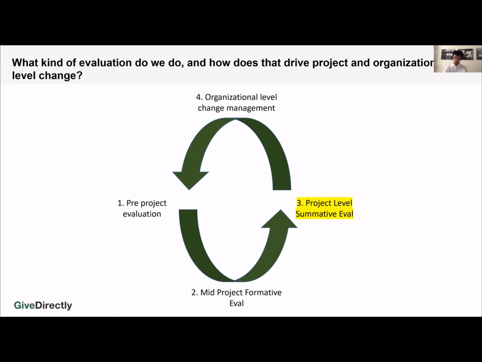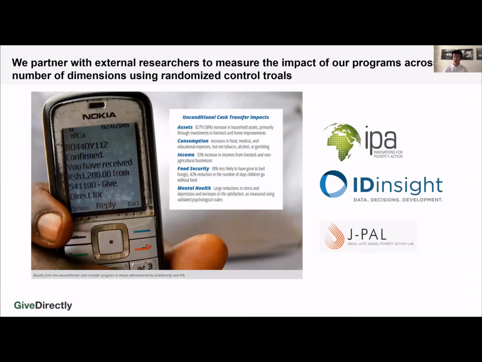So I've talked about the first two types of evals we do. Now I'm going to touch on the final evaluation here. And this is the one where we say, okay, in your theory of change, we can talk about outputs, where we measure outputs, how many people have been paid, how many transfers have been successful. Now let's talk about outcomes and impacts, right? Are we actually making people richer? Richer as defined by an increase in assets, an increase in consumption, income. Are we making people less hungry? People more food secure? Are people's mental health better?